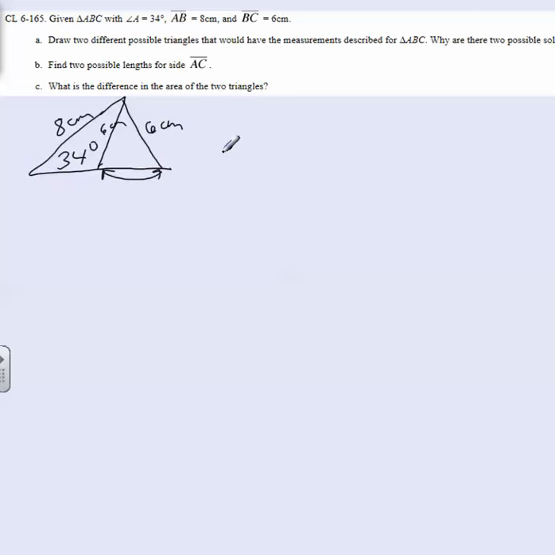So if I draw the two triangles separately, I would have one that sort of looks like this, and the other with this look. And we're trying to find the two possible lengths for AC. So I'm going to go ahead and call that A. Now there's a couple of possible ways to do this. I'm going to start by demonstrating using the law of cosines.